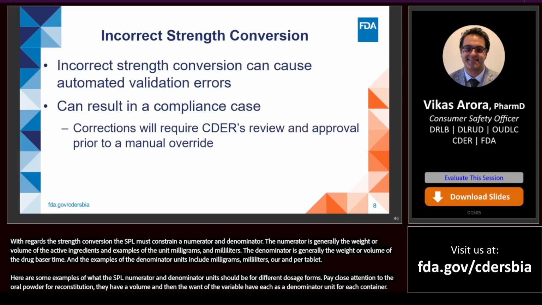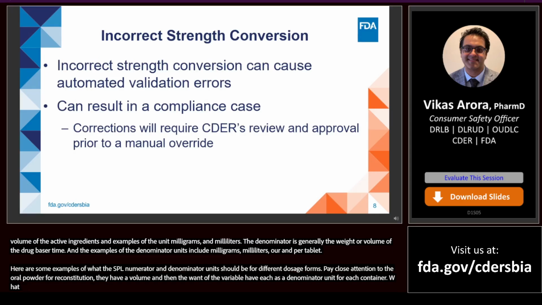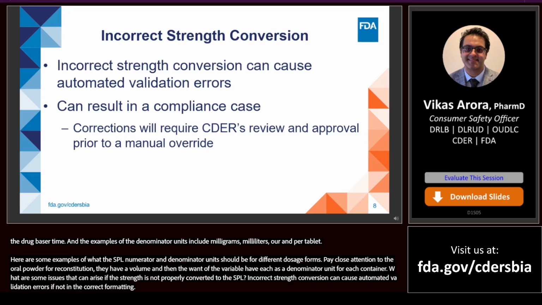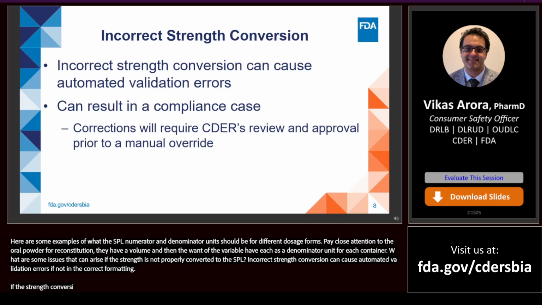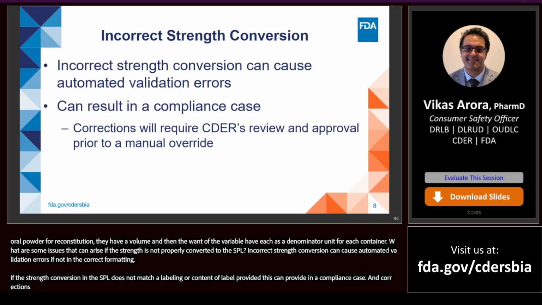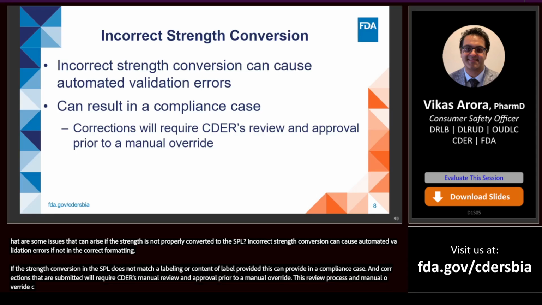So what are some issues that can arise if the strength is not properly converted into the SPL? Incorrect strength conversion can cause automated validation errors if not in the correct formatting. If the strength conversion in the SPL doesn't match the labeling or the content of label provided, this can result in a compliance case. And corrections that are submitted will require CDER's manual review and approval prior to a manual override. This manual review process, as well as the manual override, can cause a delay in the posting of the drug listing.